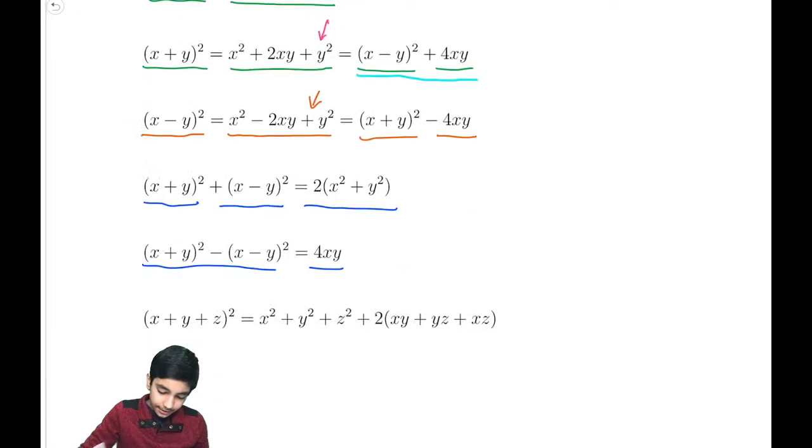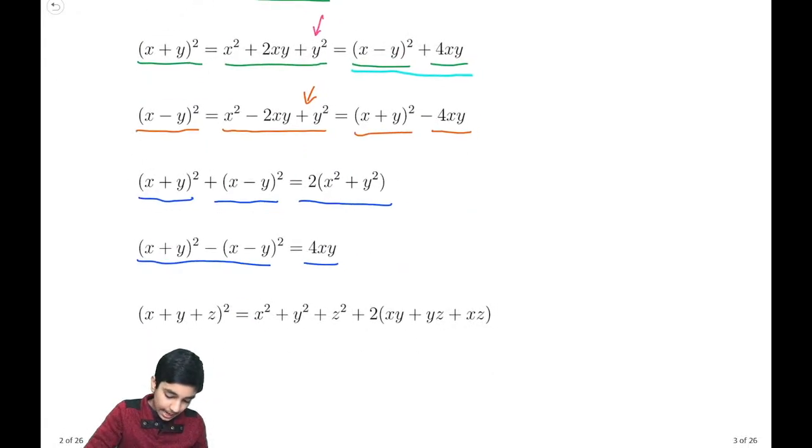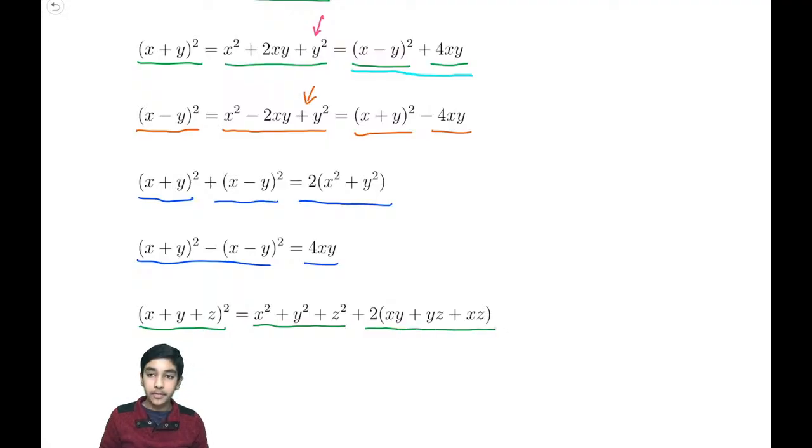Okay, now let's take a look at our next factorization here, which is that (x plus y plus z) squared is x squared plus y squared plus z squared plus 2 times (xy plus yz plus xz). So basically, whenever you have (x plus y plus z) squared, you can rewrite it in terms of x squared plus y squared plus z squared plus 2 times (xy plus yz plus xz). So this is another factorization that has come up before, so it's definitely good to know.